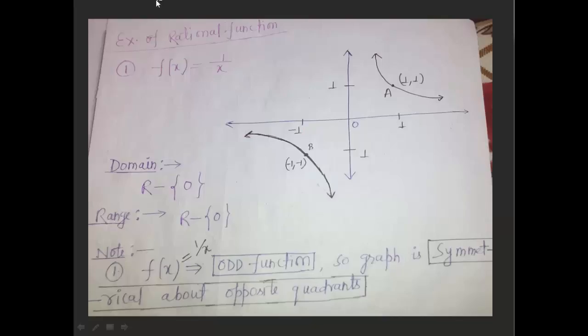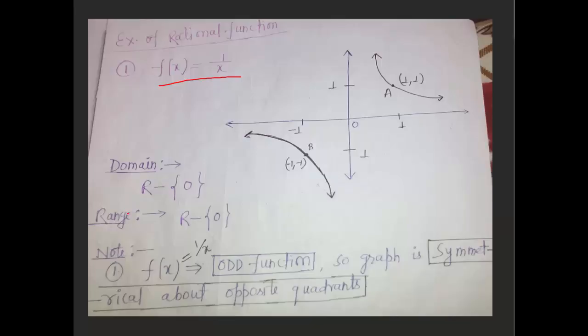So this is an example of a rational function. The first one is f(x) equal to 1 by x. This is also called the rectangular hyperbola. This equation also represents the rectangular hyperbola. This is an odd function. For the odd function, whatever graph is repeated in the first coordinate, the same graph will be repeated in the third coordinate. Here you can see the graph, and from the graph you can easily find the domain and range.